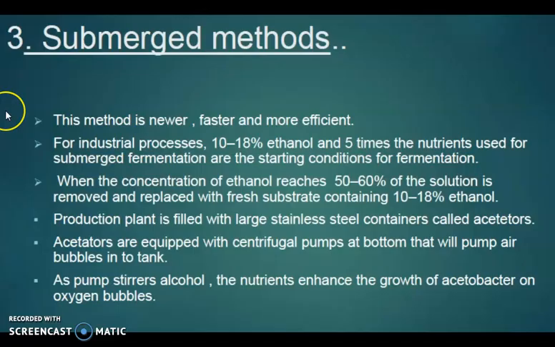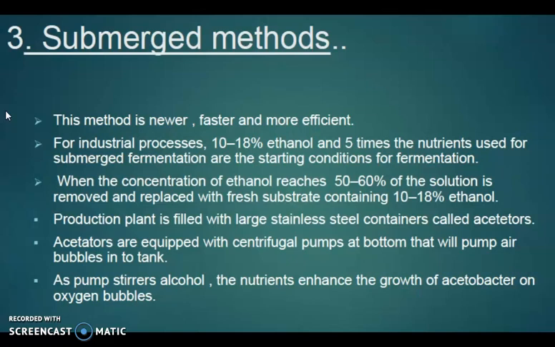Another one is the submerged method. It is newer, faster and more efficient. For industrial processes, 10 to 18% ethanol and 5 times the nutrients used for surface fermentation are the starting condition for fermentation. When the concentration of ethanol reaches 15 to 16%, part of the solution is removed and replaced with fresh substrate containing 10 to 18% ethanol.